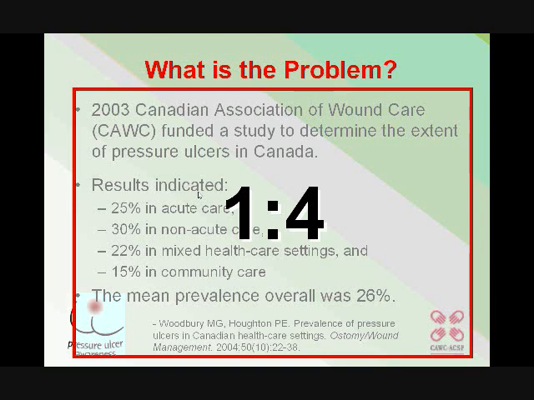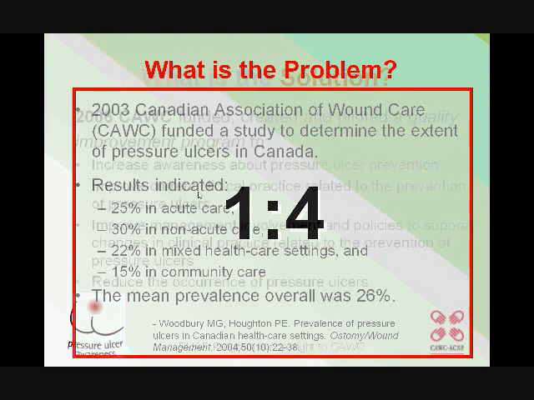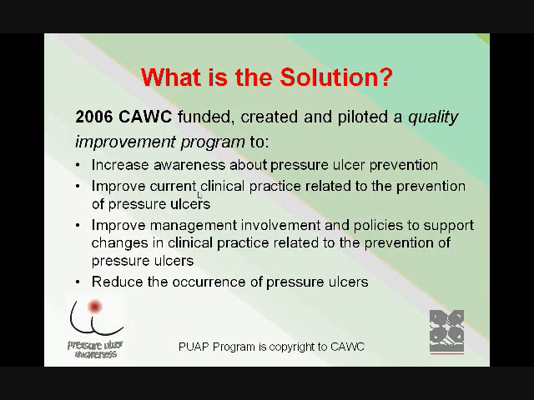Now this included pressure ulcers from stage 1 all the way to stage 4 using the National Pressure Ulcer Advisory Panel recommendations. So we decided to fund, create, and pilot a quality improvement program that would increase the awareness about pressure ulcer prevention, improve current clinical practice related to the prevention of pressure ulcers, improve the management involvement and policies to support the changes in clinical practice, and reduce the occurrence of pressure ulcers.